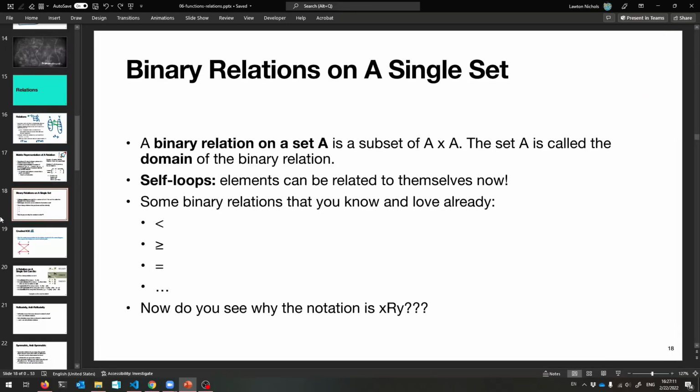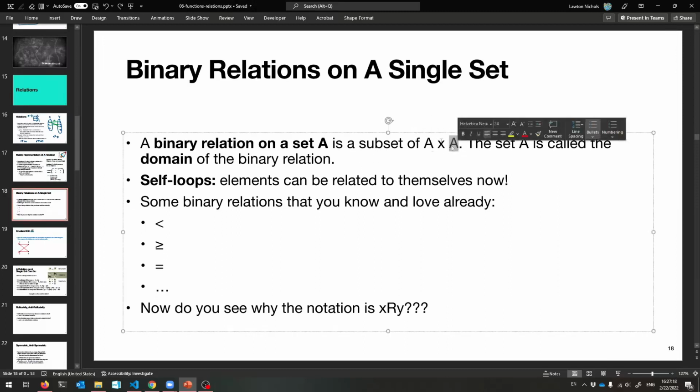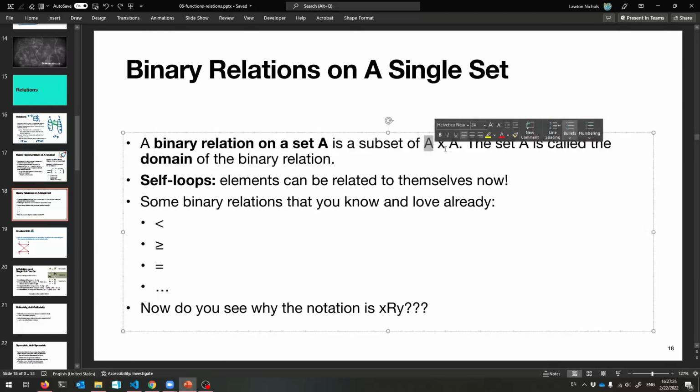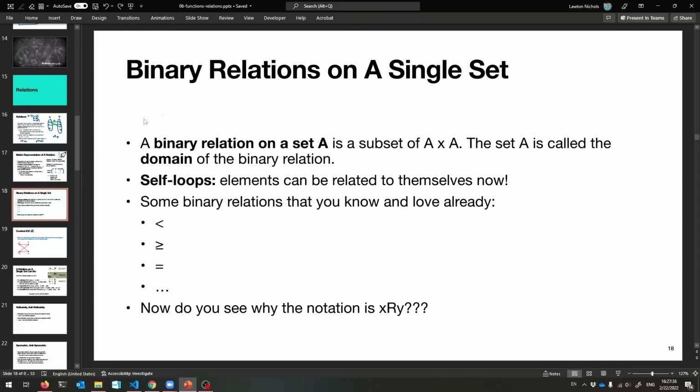Let's talk about binary relations on the same set, because that is a very, very common thing to have. You can relate elements of one set to that same set, maybe other elements of that same set. Okay? If you have a binary relation like this, where A's are related to other A's, maybe the same A's even, that set A, because there's only one set involved right now, that's called the domain of the relation. Okay? So, similar to function terminology, but different.